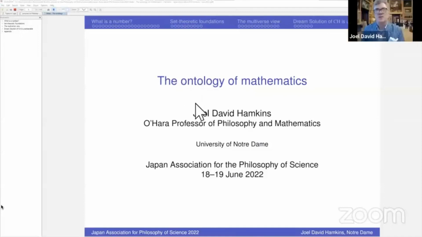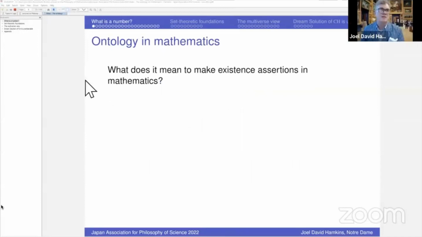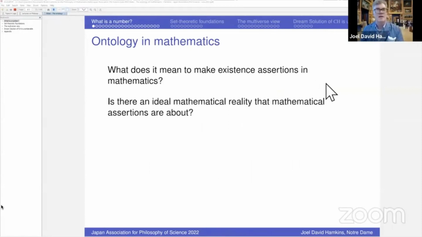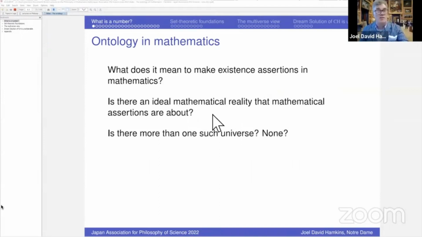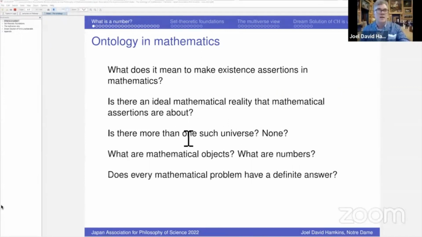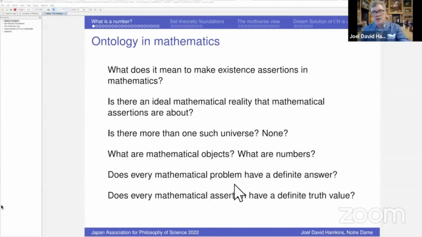So ontology, what is ontology? It's about existence, and the question is, what does it mean to make existence assertions in mathematics? And in particular, is there an ideal mathematical reality that mathematical assertions are about? Or perhaps there's more than one such universe or reality, or maybe none. These are the kinds of questions I'm interested in. In particular, what are mathematical objects? What are numbers or sets or other kinds of mathematical objects? And does every mathematical problem have a definite answer? Or does every mathematical assertion have a definite truth value? These are the questions I'm interested in this talk. And so we'll see what we can say about it.